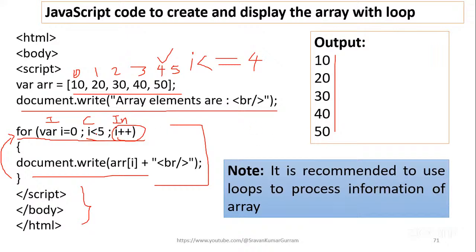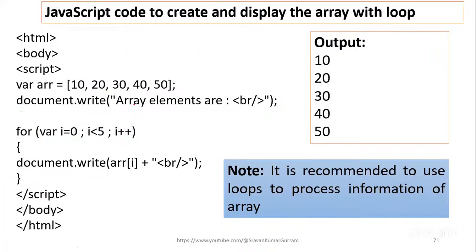So in our example, we are storing 5 elements. For example, if you want to store 1000 elements, then how to write this condition? I less than 1000. 2000 elements, I less than 2000. That's it. And every time the next number is generated by adding 1 to the existing number. This is my requirement here. That's why I'm writing i++.